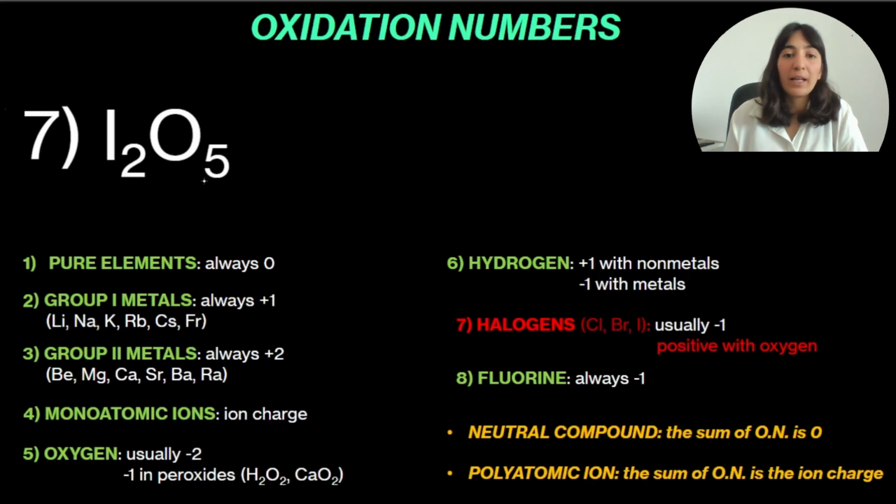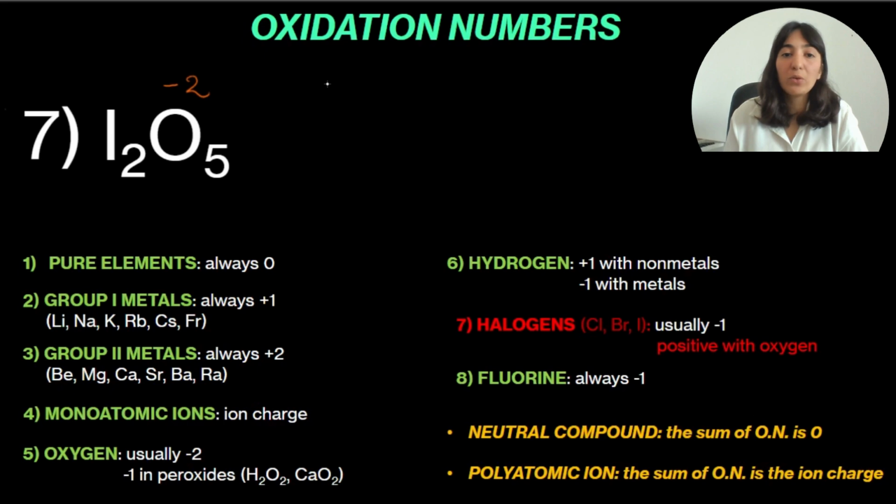I2O5, we have that the oxidation number of halogens is positive with oxygen, but we do not know the value. This is why we start with oxygen. This is not a peroxide, and this means that the oxidation number of oxygen is -2, and we write our equation in order to find the oxidation number for iodine.